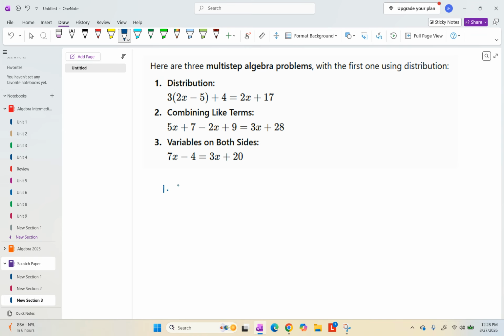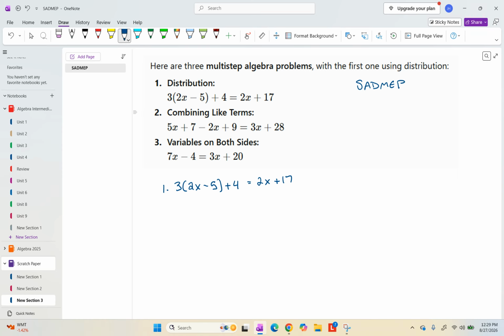So number one, 3 parentheses 2x minus 5 plus 4 equals 2x plus 17. Okay, so how do I take care of this first? What would I do? So we want to employ SADMEP as much as possible to solve these kinds of problems. Remember, that stands for subtraction, addition, division, multiplication, exponents, and parentheses.